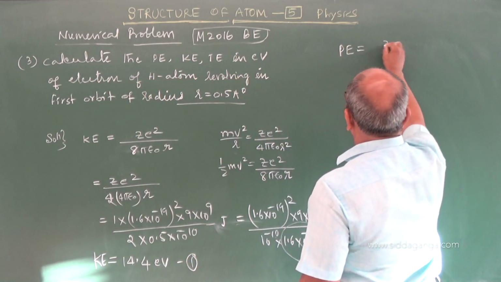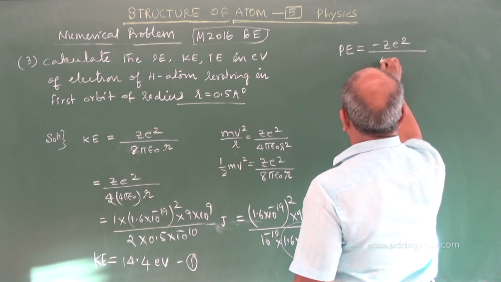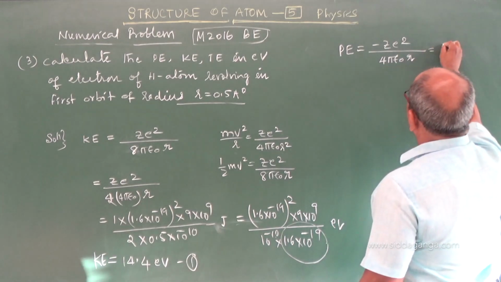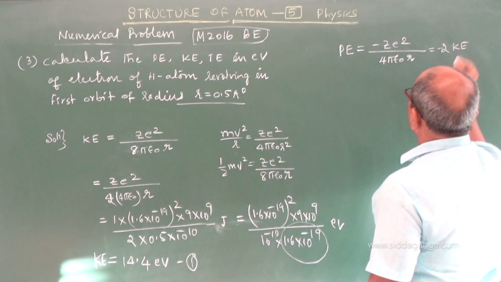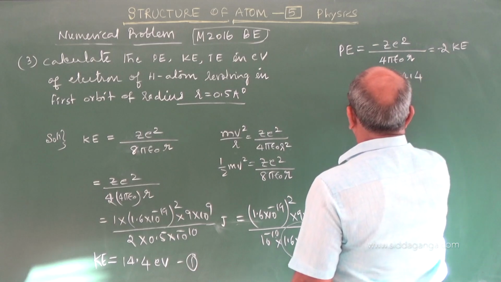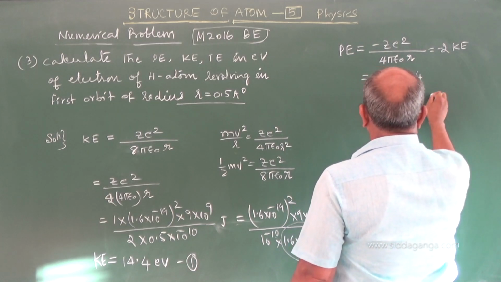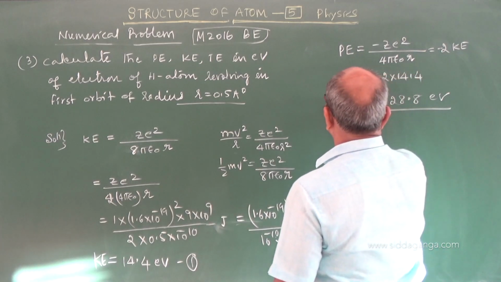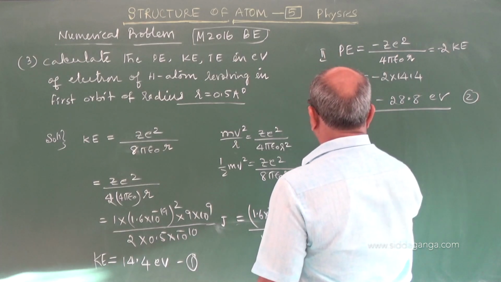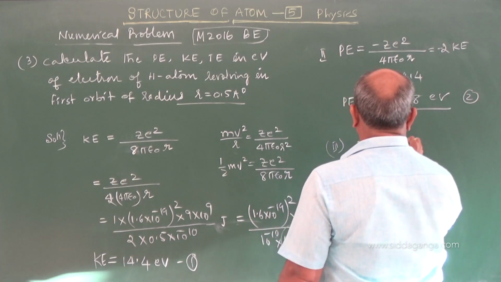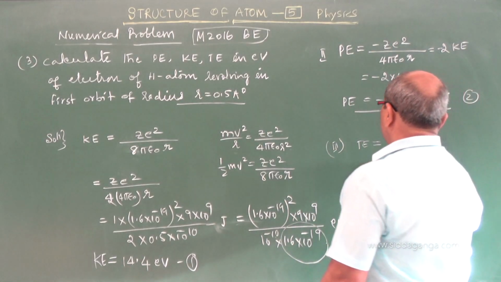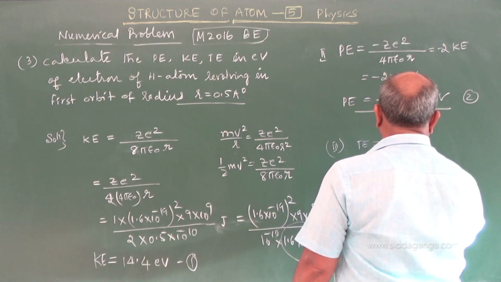Potential energy, same, minus Z E square divided by 4 pi epsilon naught R. Or I can write it as 2 times the kinetic energy, negative. That means minus 2 into 14.4, minus 28.8 electron volt is the answer. The second one. Third, if asked, total energy equals minus the kinetic energy. I gave you that relation during the discussion. So this is equal to minus 14.4 eV.